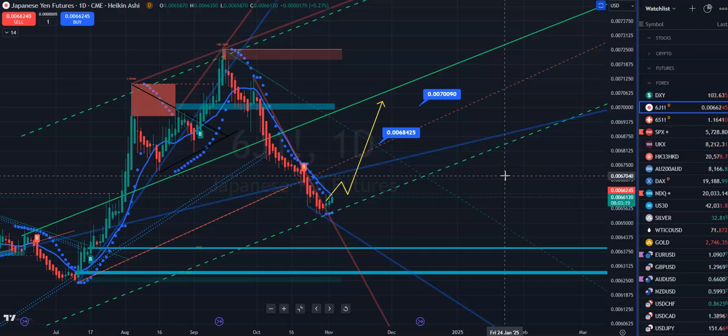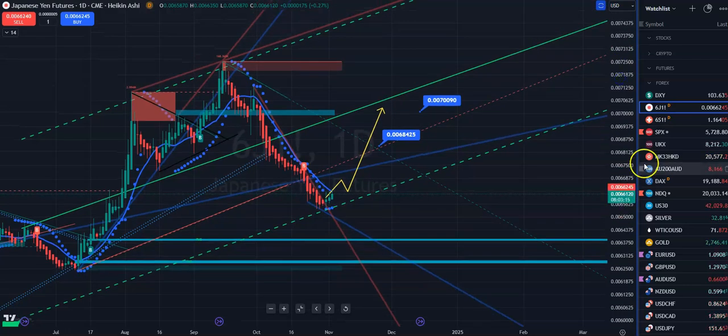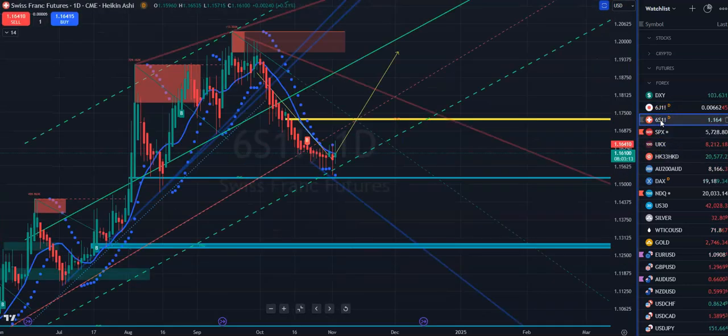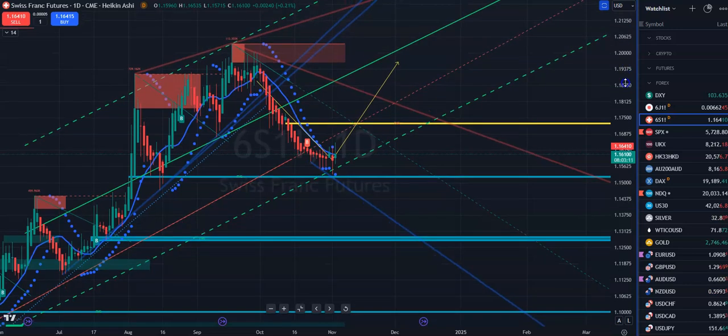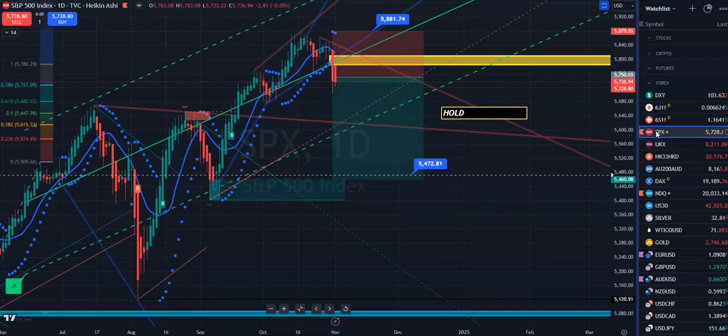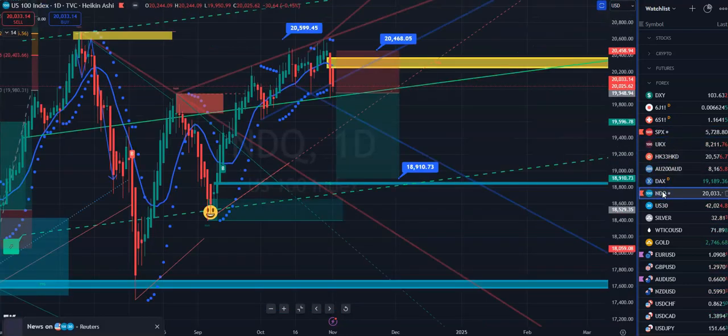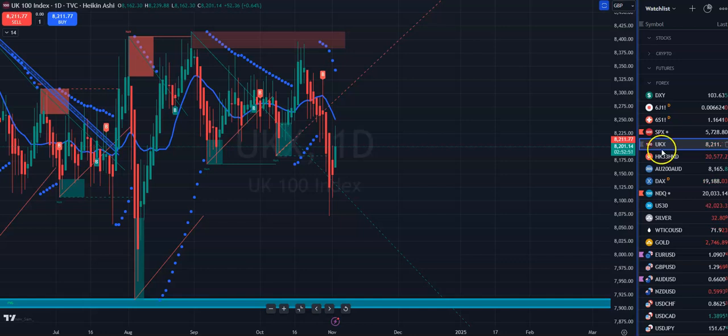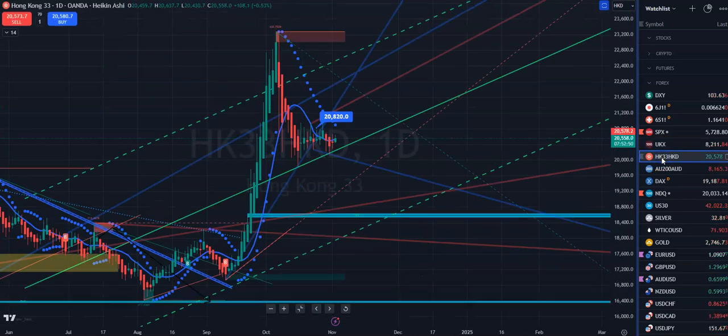So don't miss this trading opportunity, guys. Please don't miss this. This is what you've been waiting for. Swiss franc futures, exactly the same. Nothing's really changed from the weekend, but it's all looking very, very nice. S&P 500 is down. Hopefully you're short on that to 5472. Nothing else is trending, I don't believe, except the NASDAQ to 18910. I just want to have a look around. I think they're all pretty mixed.